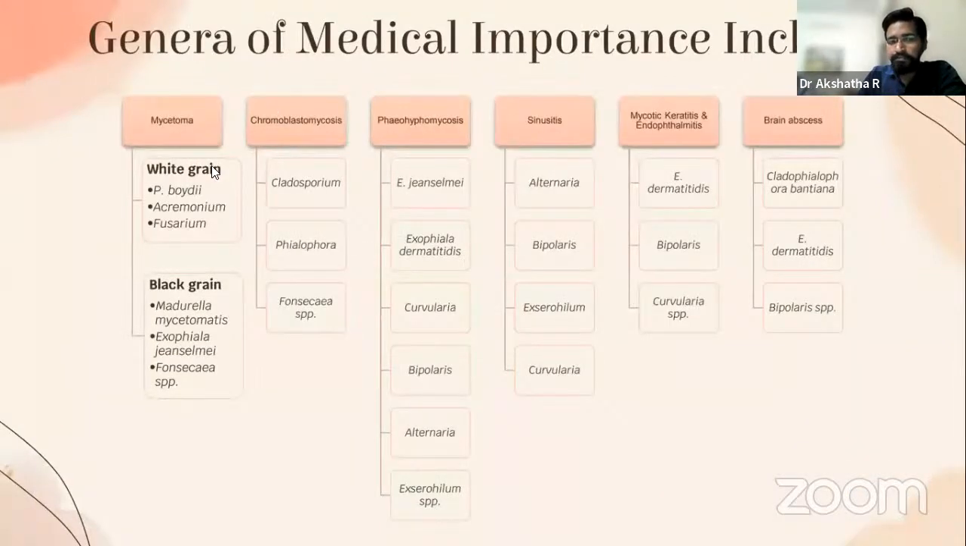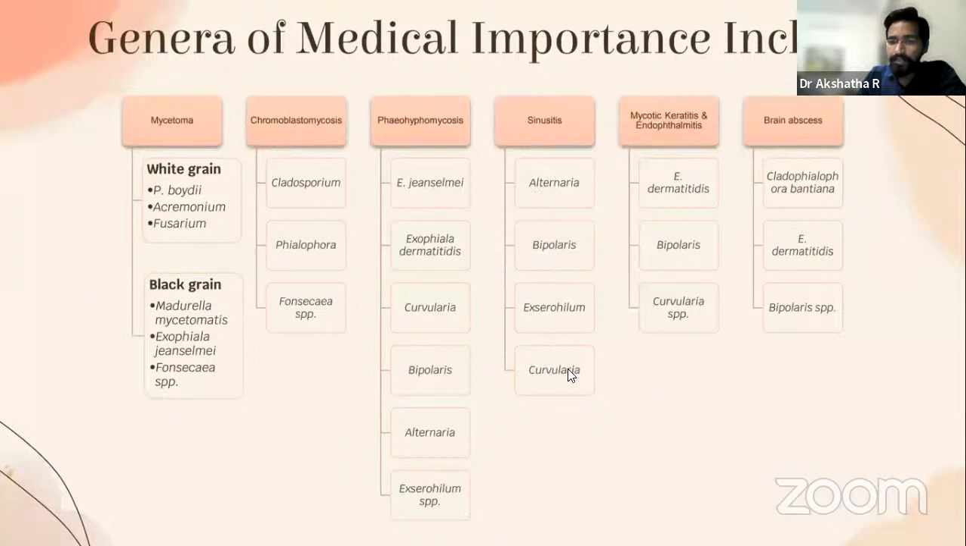These are different diagnoses for our patients. For mycetoma, we need to check for white grain or black grain. White grain means Pseudallescheria boydii, Acremonium and Fusarium, which are the more common organisms. Black grain means we need to look for Madurella mycetomatis, Exophiala and Fonsecaea. Chromoblastomycosis most commonly involves Cladosporium, Fonsecaea and Phialophora. Phaeohyphomycosis involves Exophiala, Curvularia, Bipolaris and Alternaria.